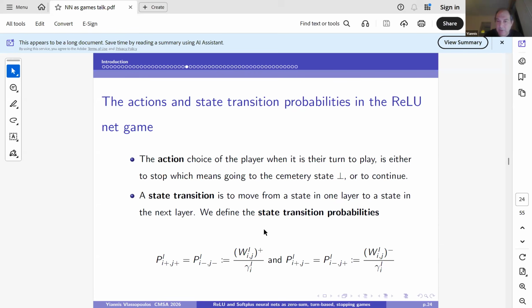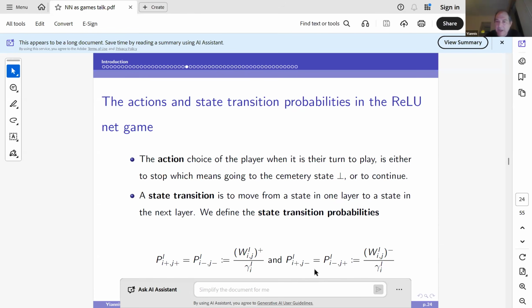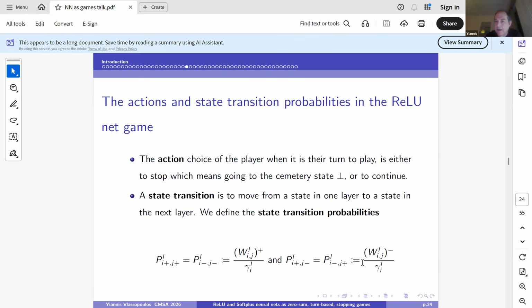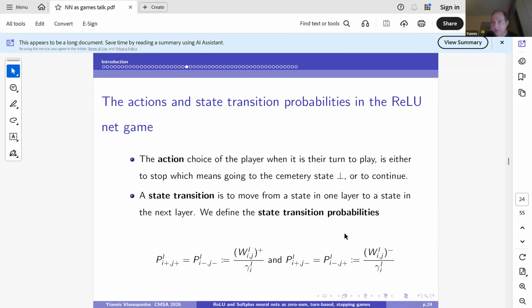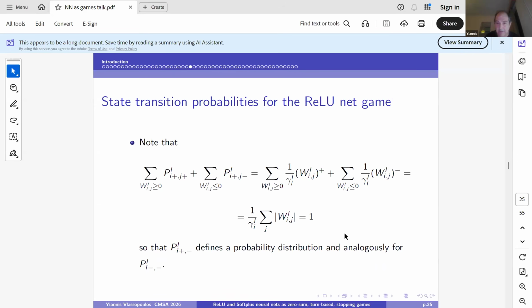And that's why you have P_L I plus J minus. In other words, the probability to go from L_I plus to L_J minus, or the probability to go from L_I minus to L_J plus, is W_LIJ, the negative part of that. Both the negative and positive parts are positive numbers. We scale them so that they add up to 1, and we use them in that way to create probabilities. So now you can start moving around. These are all the probabilities.